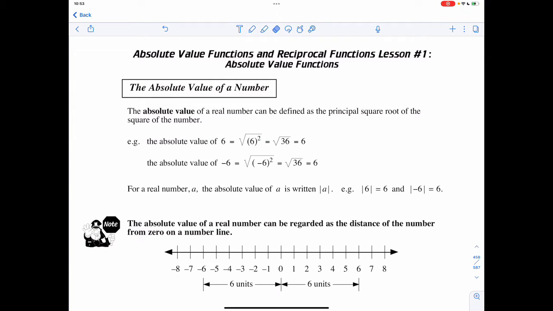Okay, for this new unit, we're going to take a look at absolute values, absolute value functions, as well as reciprocal functions. So to start with, we're just going to take a look at what absolute values are and absolute value functions. So the absolute value of a number can be defined as a principal square root of the square of that number. Now, some people find this explanation a little confusing.